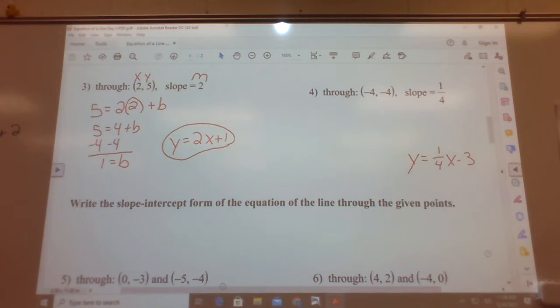So y equals mx plus b. -4 comes down. Oh, I don't know. I was looking at that. Yeah, I think you looked up too far. This is 1 plus b.